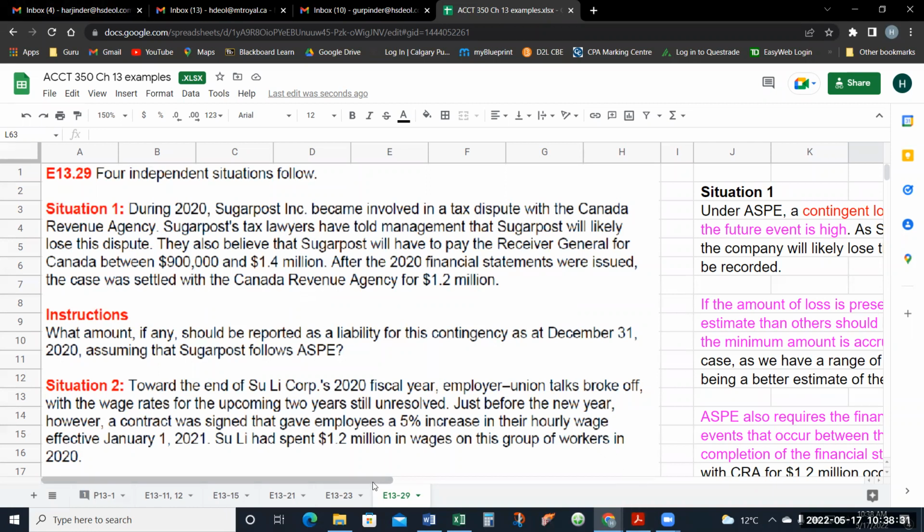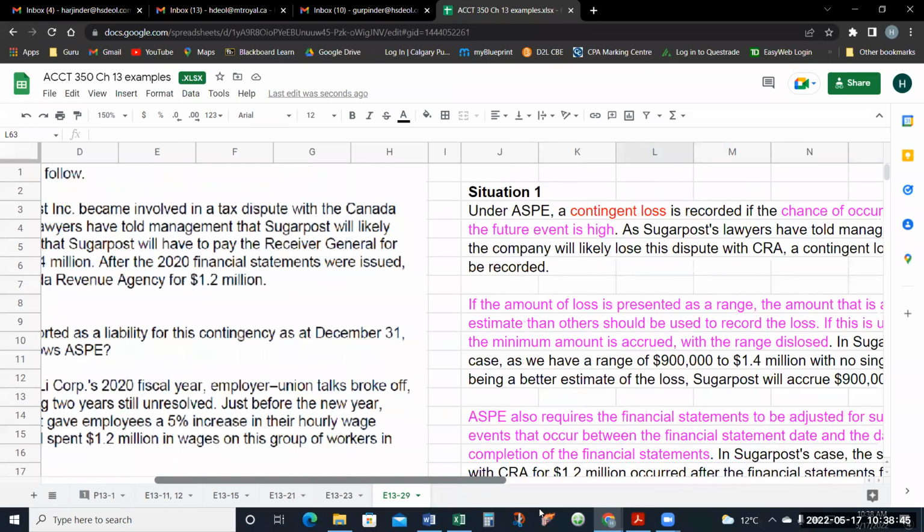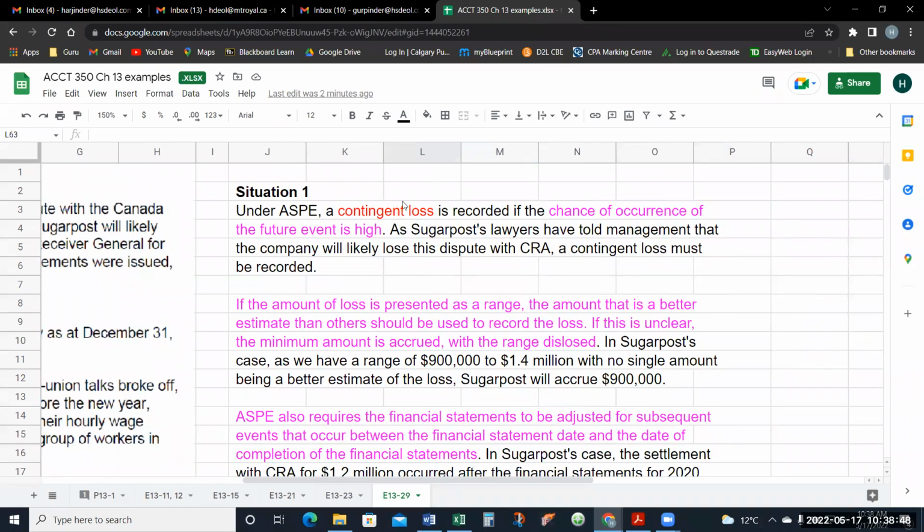Now, there's a few things to look at. The instructions required is what amount, if any, should be reported as a liability for this contingency as at December 31st, 2020, assuming that the company follows ASPE. So under ASPE, we record a contingent loss. Okay, so there's a terminology difference between IFRS and ASPE. I'll talk about IFRS in a bit, but under ASPE, this will be called a contingent loss, recorded if the chance of occurrence of the future event is high.